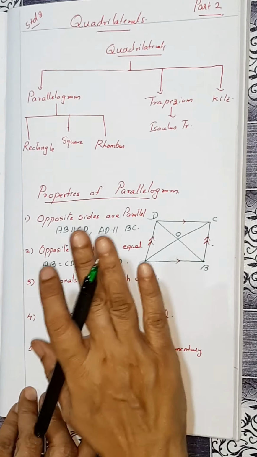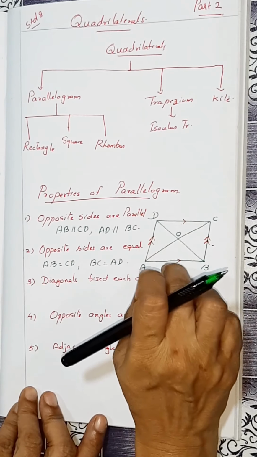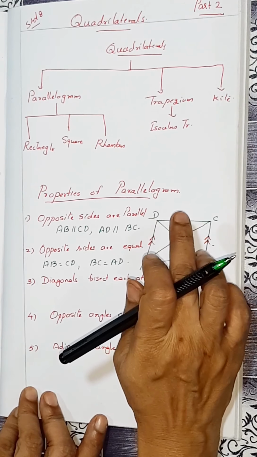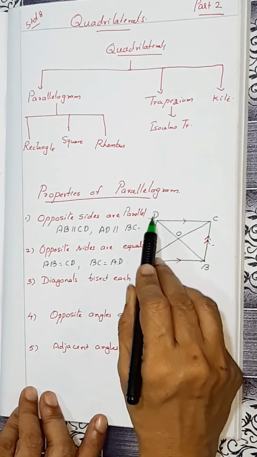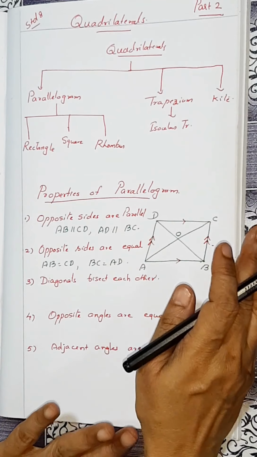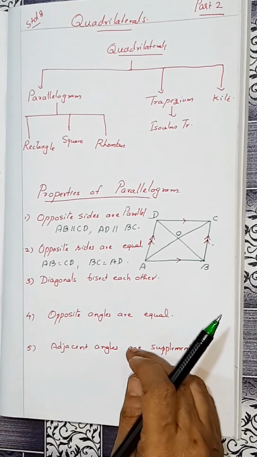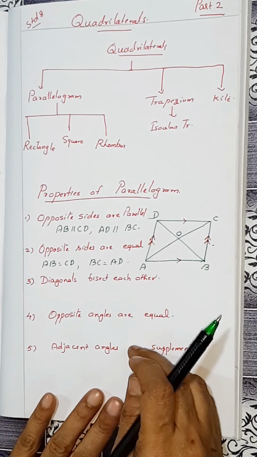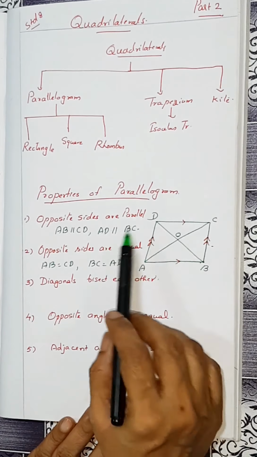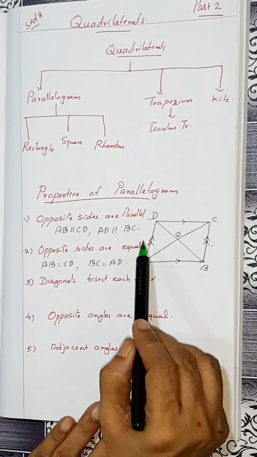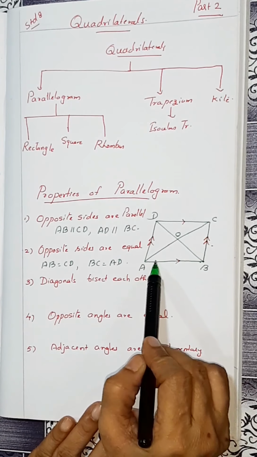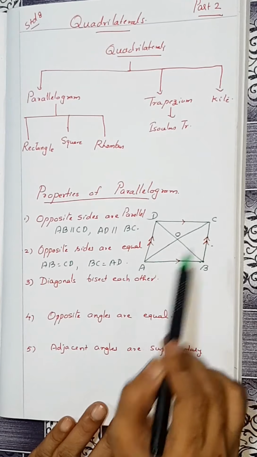So the basic property of a parallelogram is, if you have a quadrilateral whose opposite sides are parallel, that is, this is parallel and this is parallel, then it becomes a parallelogram and all other properties will automatically be true. So what are those properties? That is, opposite sides will be equal. If it becomes a parallelogram, then the opposite sides will be equal.